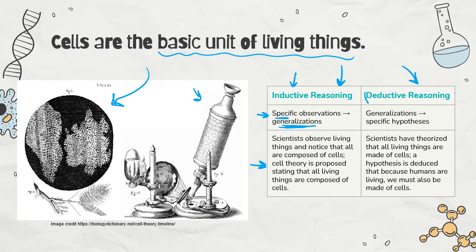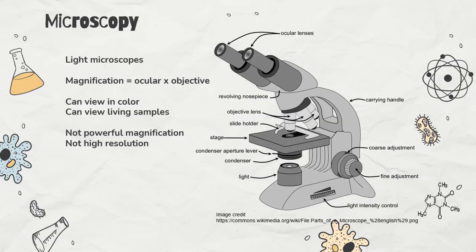And then we take that generalization and use it to write some specific hypotheses. We're pretty sure that all living things are composed of cells. Well, let's look at human cells. Humans are alive, so we should also be composed of cells. That's an example of deductive reasoning.